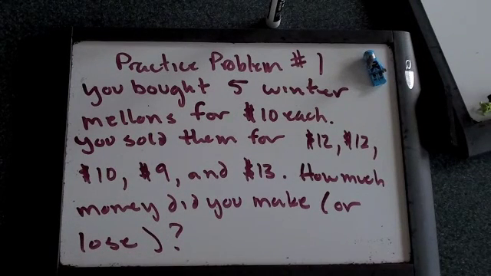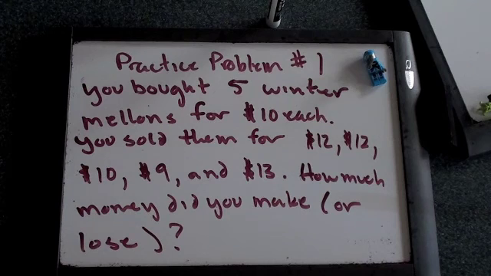Practice problem number 1. You bought 5 winter melons for $10 each. You sold them for $12, $12, $10, $9, and $13. How much money did you make or lose when you did this? Okay, do you understand the problem? Yes. Okay. Tell me what we're going to think about doing here.